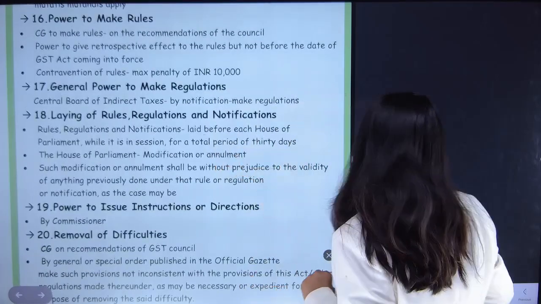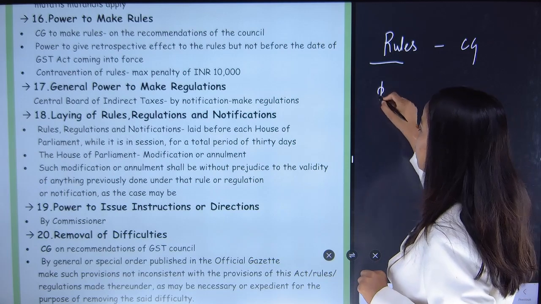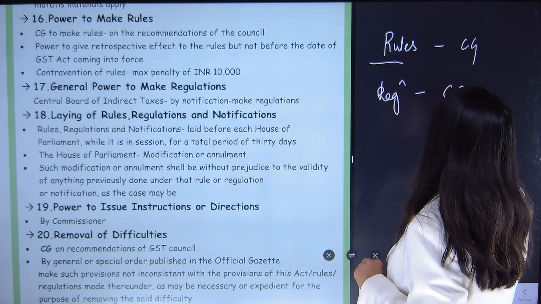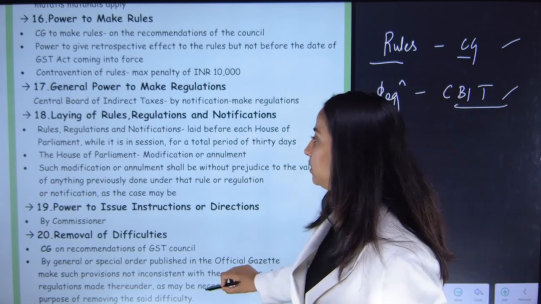Now, clear? Who has the power to make rules? Central government. Who has the power to make regulations? Central Board of Indirect Taxes. Fine. This can come in your MCQ. Please be noted.